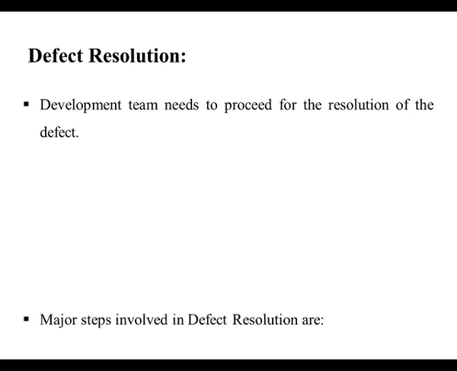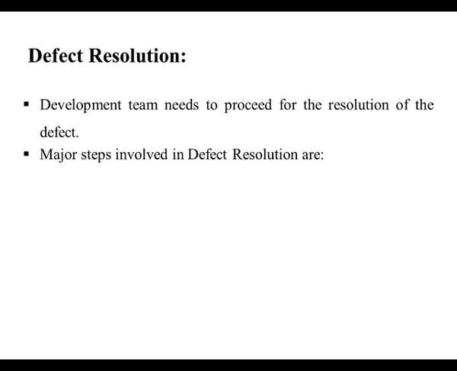The major steps involved in defect resolution are as follows. The first step is to prioritize the risk. The development team analyzes the defect and prioritizes the fixing of the defect. If the defect has more impact on the system, then they fix it with higher priority. The second step is to fix the defect. Based on the priority, the development team fixes the defect. Higher priority defects are resolved first and lower priority defects are fixed at the end.